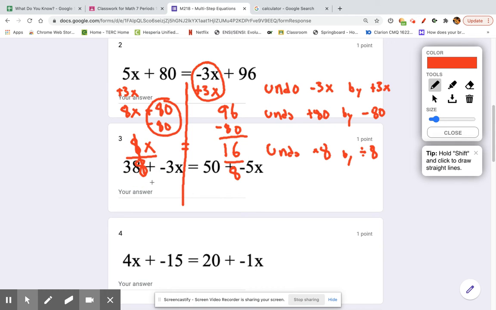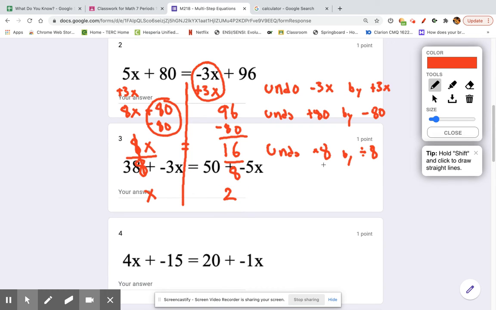1 times x, because it's called the identity property of multiplication. It means that anything multiplied by 1 is going to be whatever that number is. X times 1 is x. 0 times 1 is 0. 10 times 1 is 10. All right, it retains its same property. It doesn't change. So 16 divided by 8 is 2.